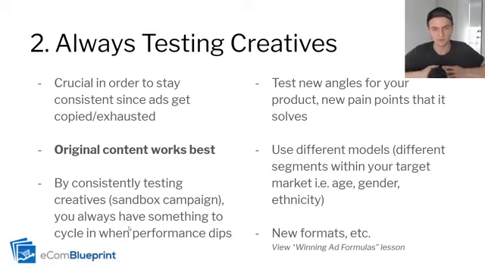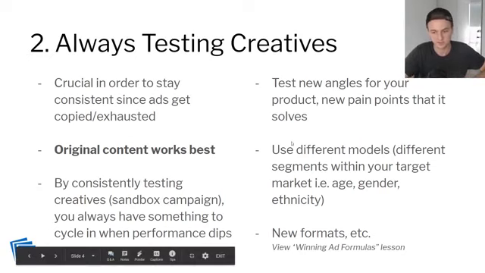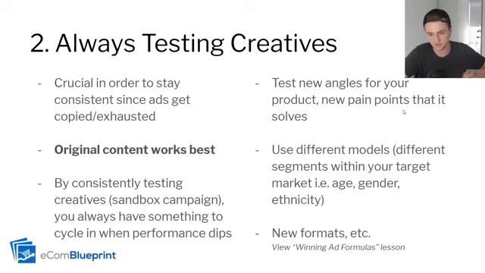If your campaigns start performing really poorly, then you can just cycle something in from your sandbox campaign, and that might just reset the performance, right? And so this is very key to stay consistent. Test new angles for your product, new pain points that it solves. I talked about this in the winning ad formulas lesson. Use different models, different segments within your target market. For example, age, gender, ethnicity, right?